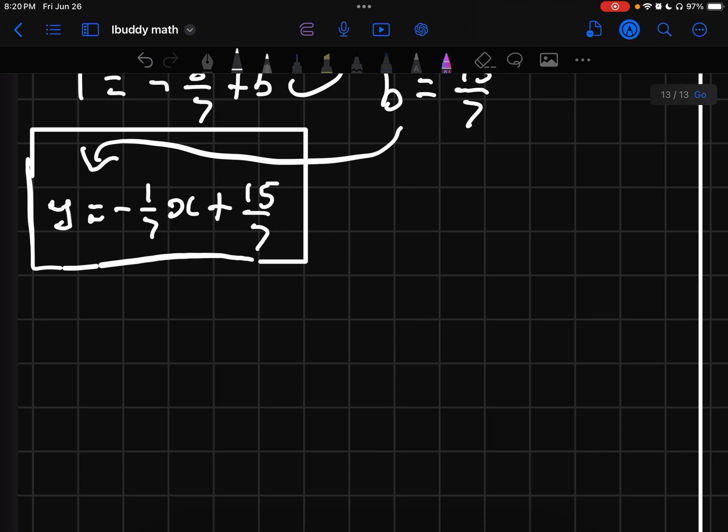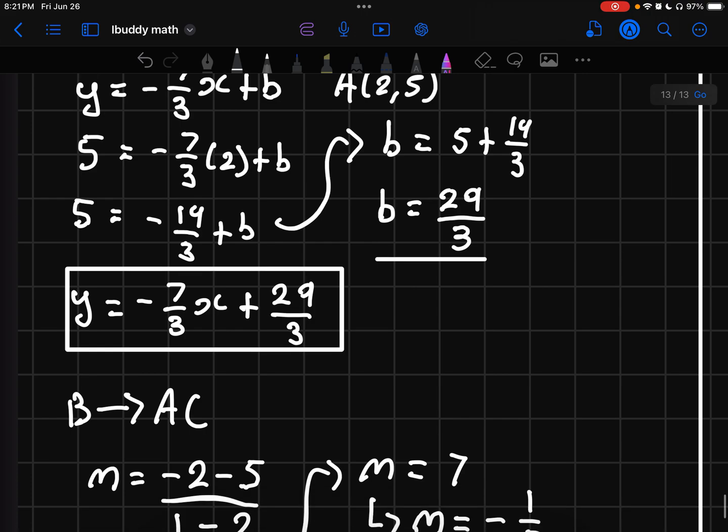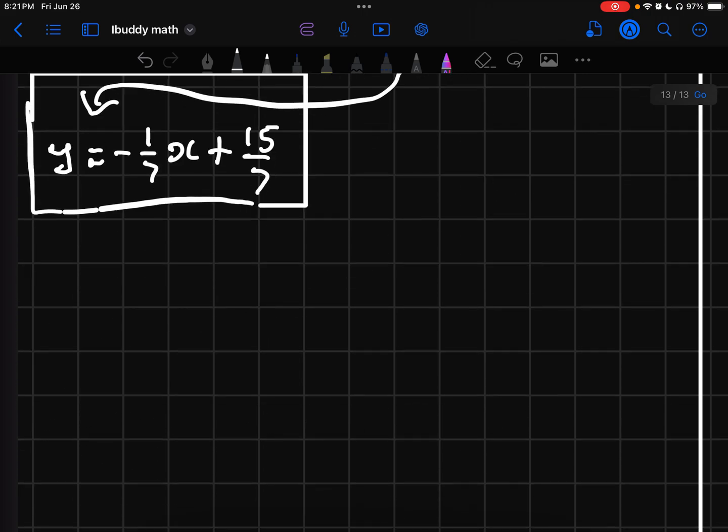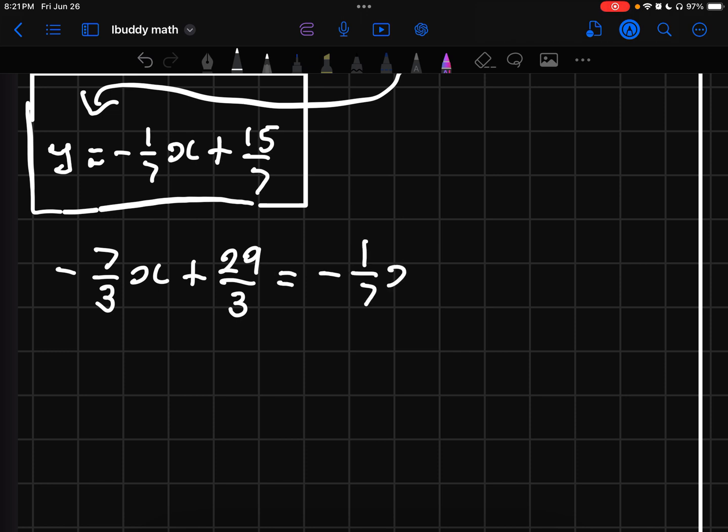So now that we have both of the equations, we have to set them equal to each other, since they're both equal to y. So here we have -7 over 3x plus 29 over 3 is equal to -1 over 7x plus 15 over 7. And we just have to solve for x now.